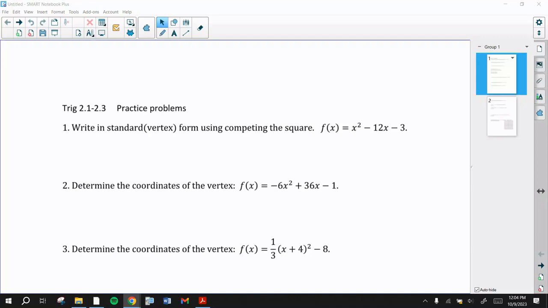Okay, so here are the video solutions to the 2.1 to 2.3 practice problems, starting now. So the first one, write this in vertex form using completing the square.